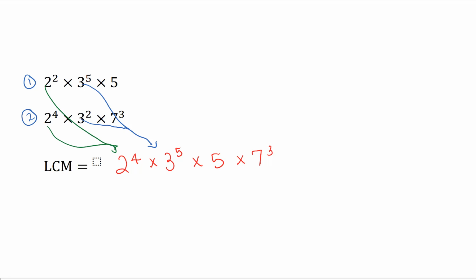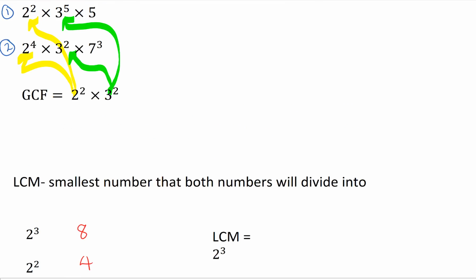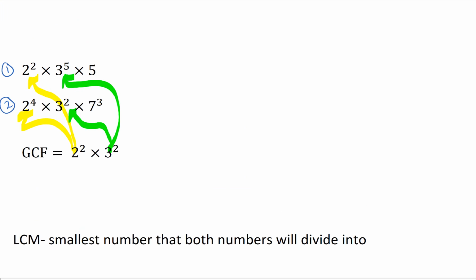Will 5 divide into 5? Yes, it will. Will 7 cubed divide into 7 cubed? So when you're finding the least common multiple, you're making sure that every single prime number and its exponent can divide into each of the prime numbers with their exponent for the least common multiple. Whereas with the greatest common factor, you're making sure that the greatest common factors divide back up into the numbers themselves.